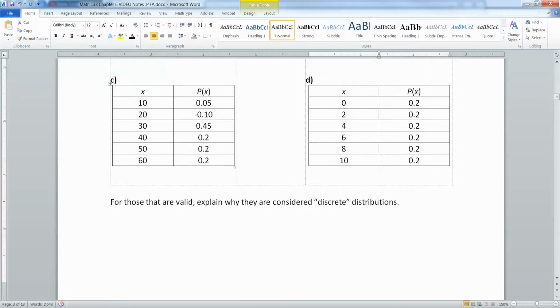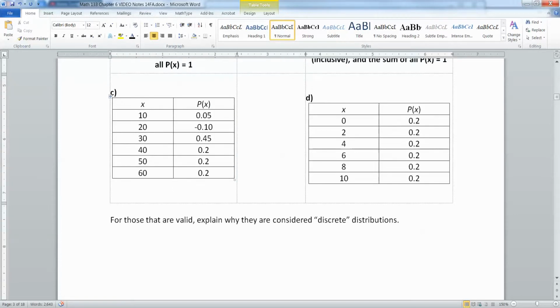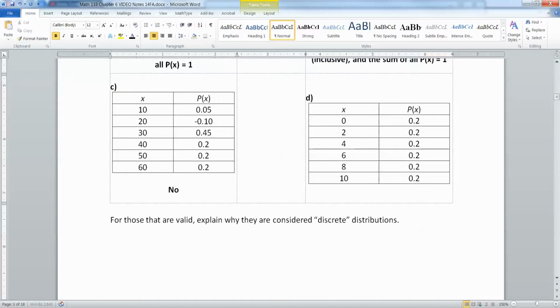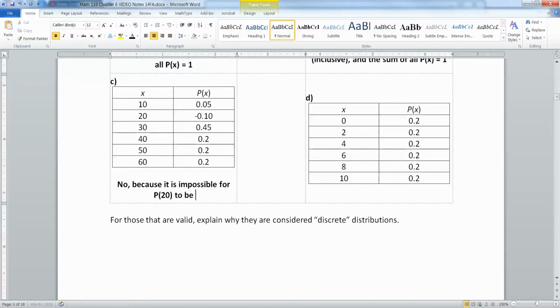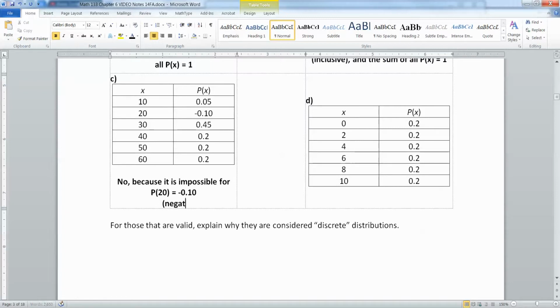All right, what about C? Well, I believe that adds up to 1. Yeah, 0.6, 0.10, 0.11, 0.11 take away 0.10. But the problem is that it's a big fat no, because it is impossible for P of, technically it was P of 20 to be negative, right? Right? That's because negative probabilities are impossible.